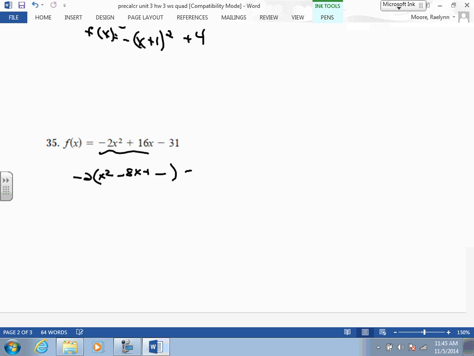Good. Plus something. Minus 31. Now, even though that's a minus, you added this over here, so you've got to subtract this over here. Okay? What's half of negative 8? Good. What's negative 4 squared? 16. And what am I going to subtract from the other side? Negative 32. Good. This is a negative 2 multiplied by 16 to get it out of there. This gives me negative 32. What a mess. Negative 31 minus a negative 32. What does that give me?